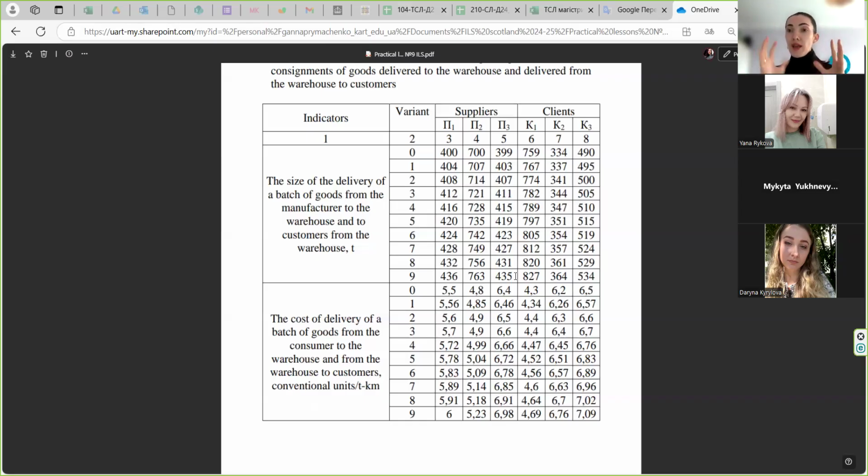So we find the sum of multiplying from three parameters. It is a big part of parameters, but it is not difficult for calculating. The result was in conventional units, so you can write C.U., conventional units. We don't use euro, hryvnias, or other values. We write conventional units, please.